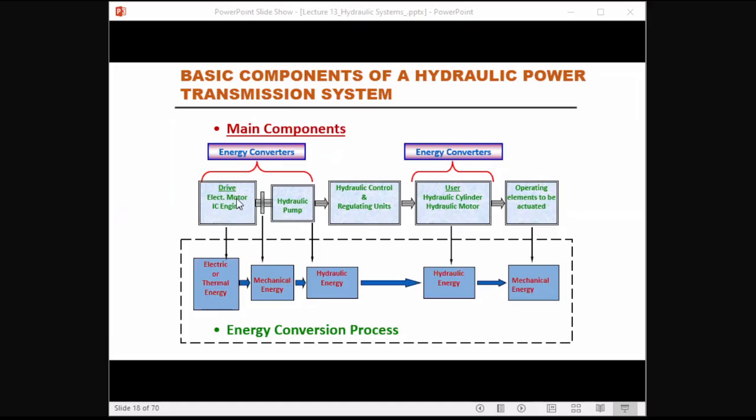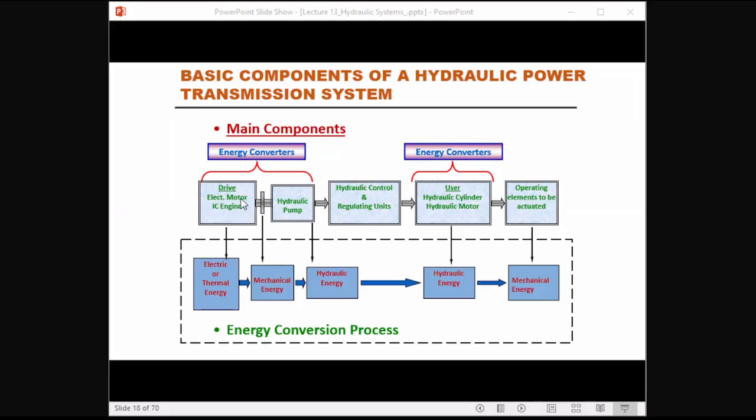Then thermal energy into mechanical energy, then energy converting process. Okay, these are the devices. Electrical energy is converted into mechanical energy. Is it okay? Then electrical or thermal energy.